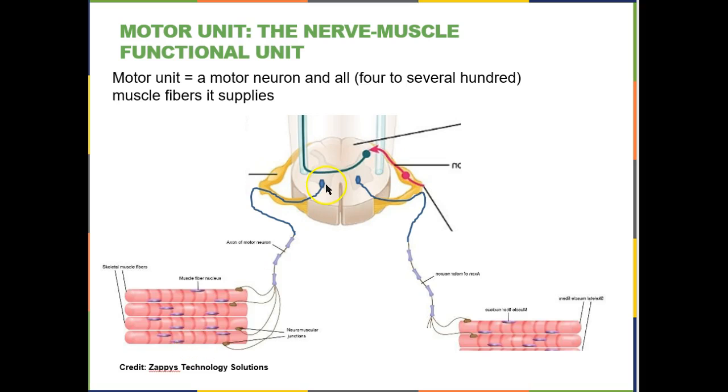So this is what your central nervous system or your brain can control, is motor neurons, not muscle fibers. So your brain activates motor units, and then the motor units control discrete numbers of muscle fibers. So it's very important to remember this. This is how your brain works, by recruiting motor units, not necessarily individual muscle fibers.